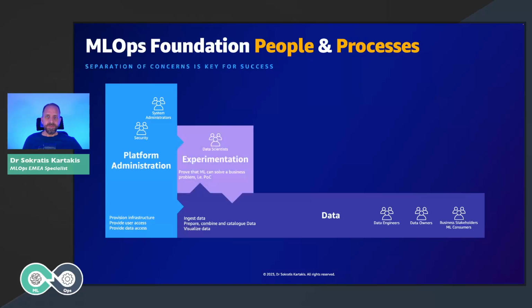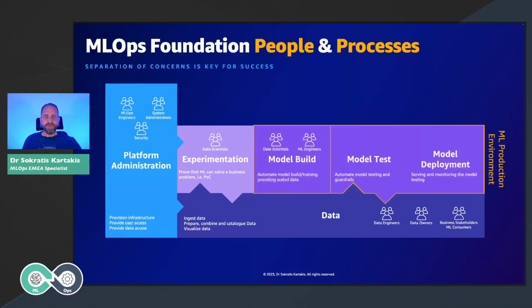The next piece of the puzzle is the experimentation environment. In the experimentation environment, we have the data scientists who are responsible for creating their POCs, POVs, and proving that machine learning can solve a business problem. The next step is to start productionizing everything. So in that case, we have an environment for model building. Over there, we build the automation to do pre-processing, training, and post-processing to generate models. And we have a restricted environment for model testing and model deployment where everything happens automatically.